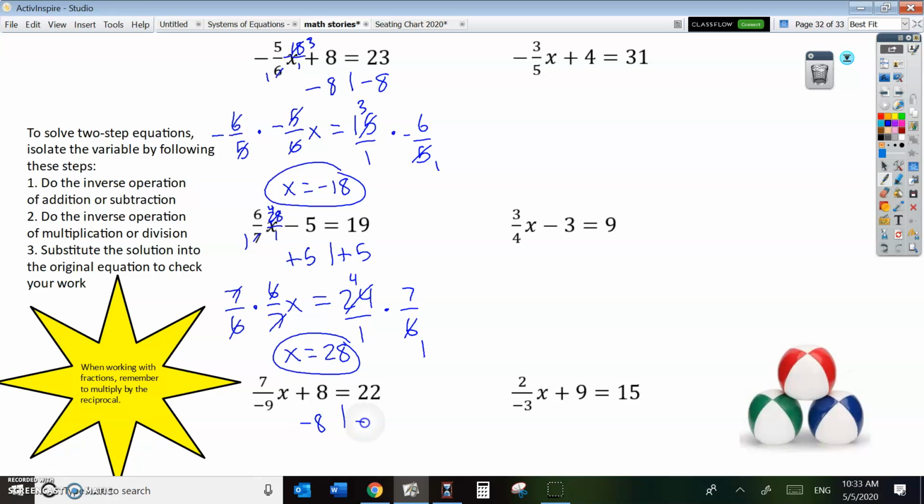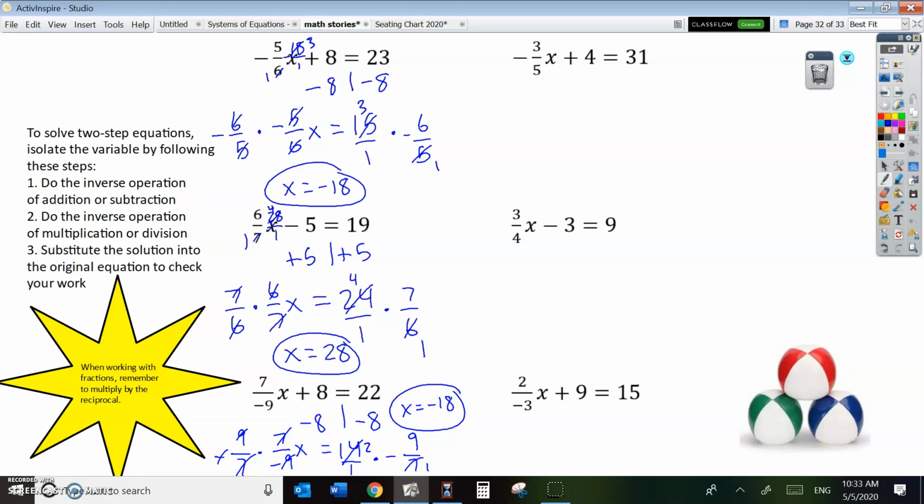Subtract 8 on both sides. 7 over negative 9x equals 14. Multiply both sides by negative 9 over 7. Multiply by negative 9 over 7. All this cancels. The negatives cancel. That cancels to a 1. That cancels to a 2. 2 times negative 9 is negative 18.